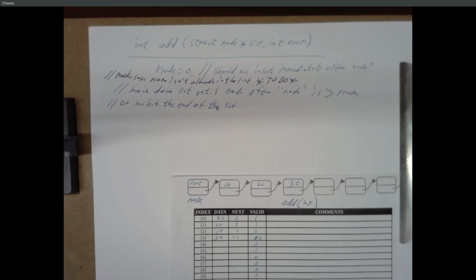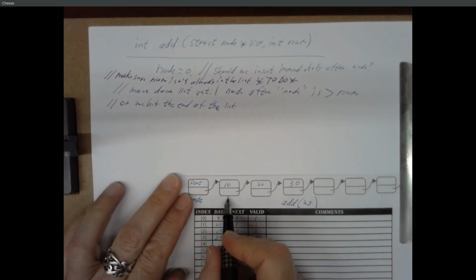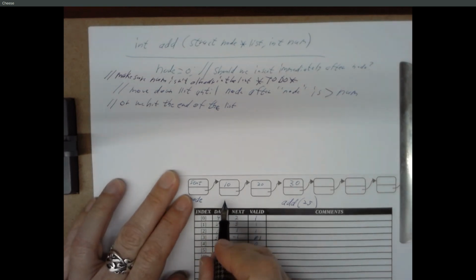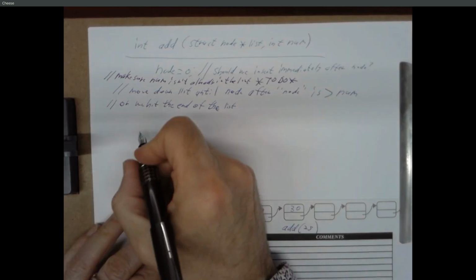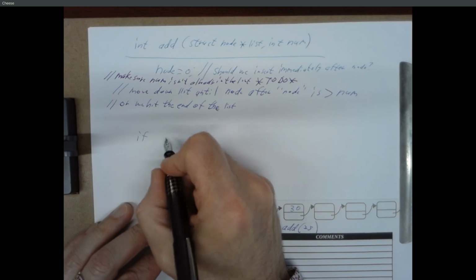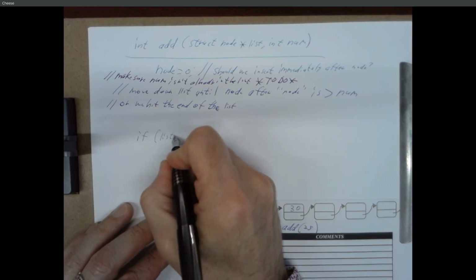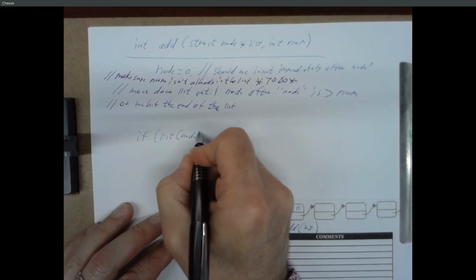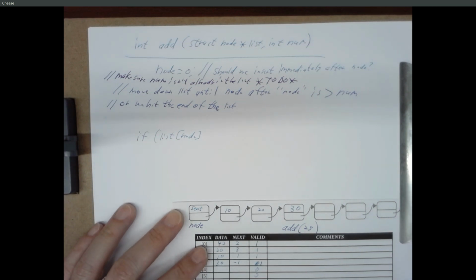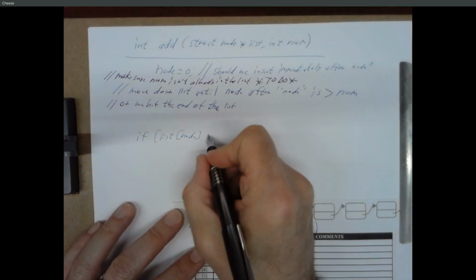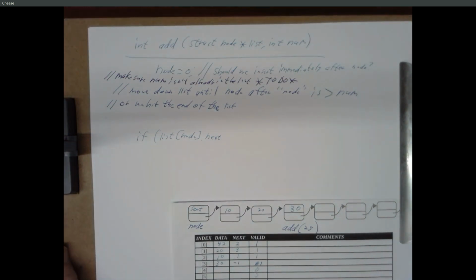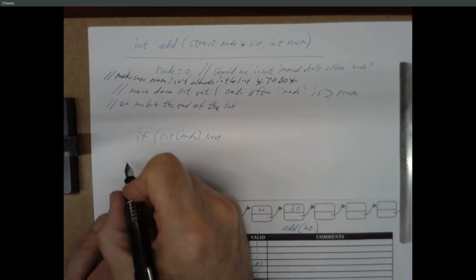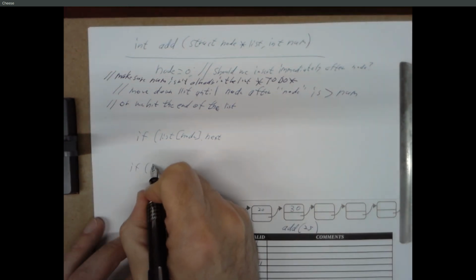Okay, well, if node is pointing to a node and I want to know if the data value that comes after it is bigger than num, that looks something like this. If list bracket node, well, list bracket node dot next is the index of the following node. So I really want something like this.